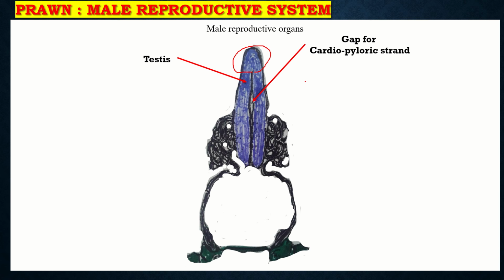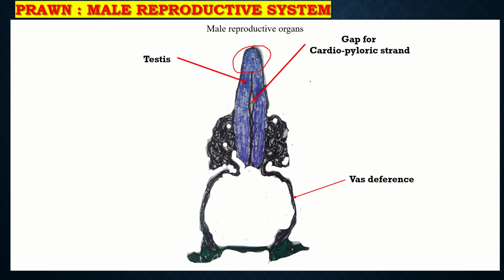In that gap, there is the cardiopyloric strand connecting the heart to the pyloric stomach. By this gap, the heart is connected to the pyloric stomach. So in between the testes of the prawn, there is a gap for the connection between the heart and the pyloric stomach.